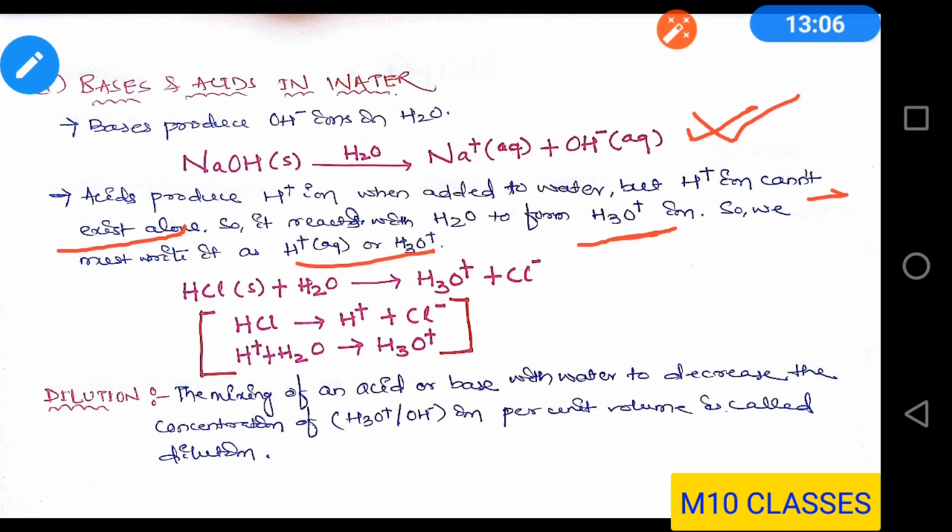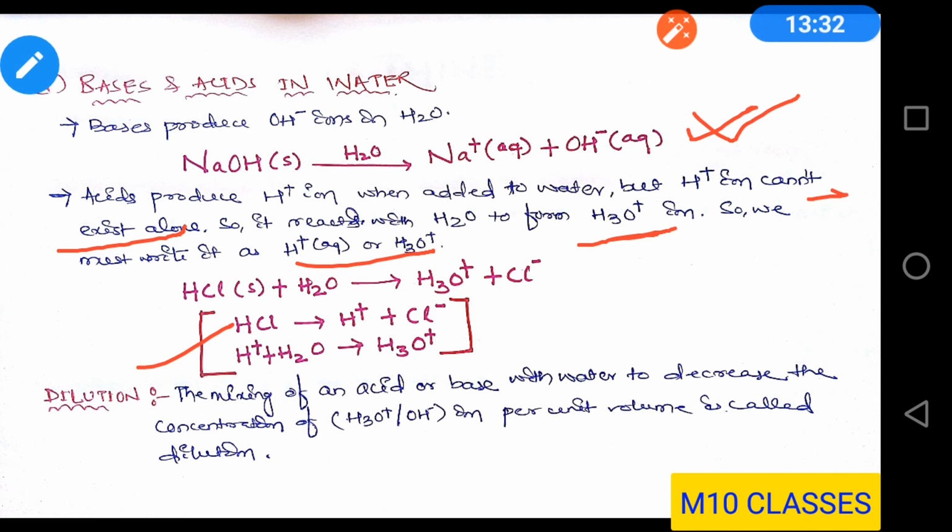Now see here, HCl plus H2O gives H3O plus plus Cl minus. Now how does it become H3O plus? HCl will give H plus and Cl minus. This H plus will be added to water to form H3O plus. Now we are adding water to these bases and acids.